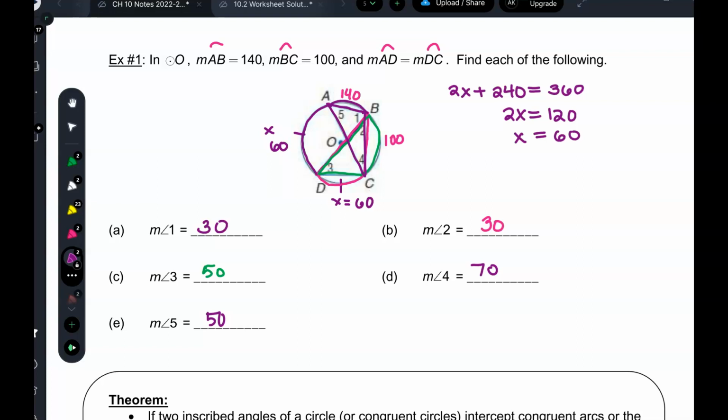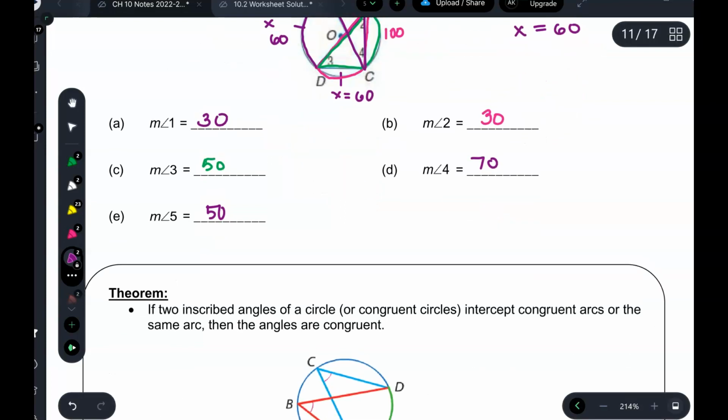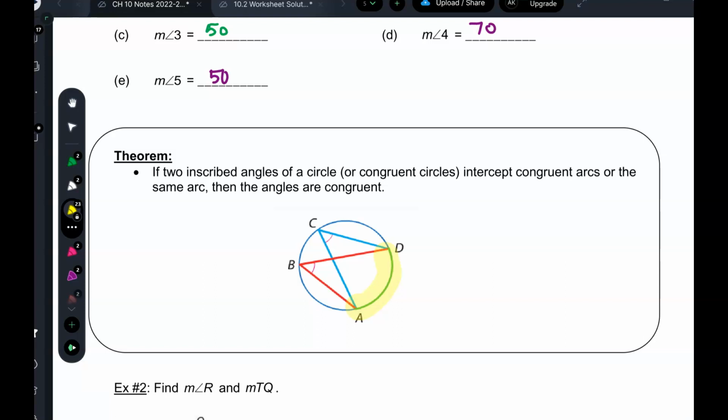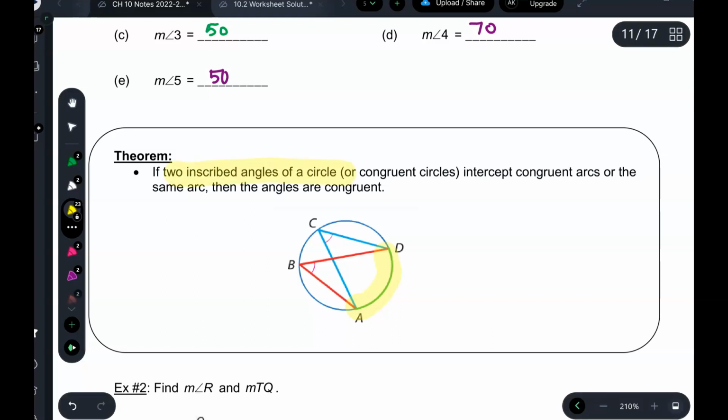What do we notice about angle 3 and angle 5? They're the same because they have the same arc directly opposite. So that's actually the theorem below. If we have two inscribed angles, so angle C and angle B have the same arc that's directly across, they have to be congruent to each other. This is not alternate interior angles. It almost looks like if these were parallel, but it's not the same. They're on the same side. So if they intercept congruent arcs, then the angles have to be congruent.